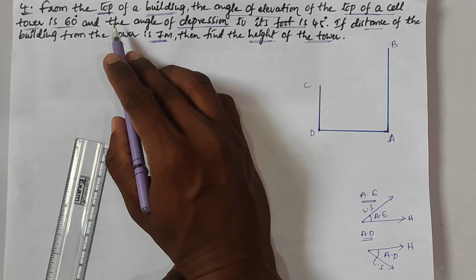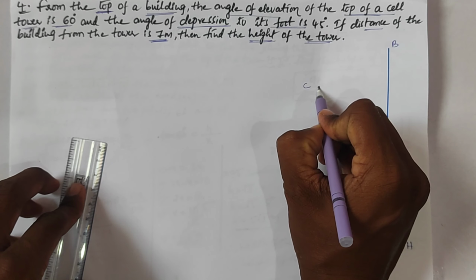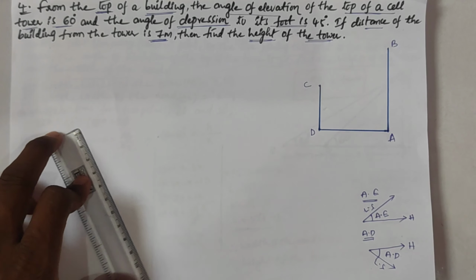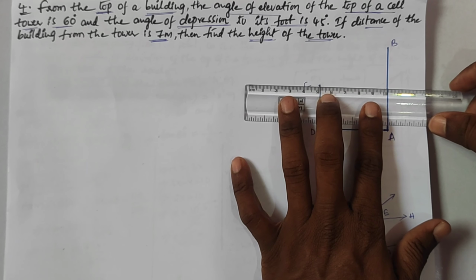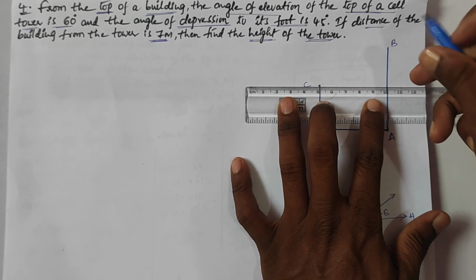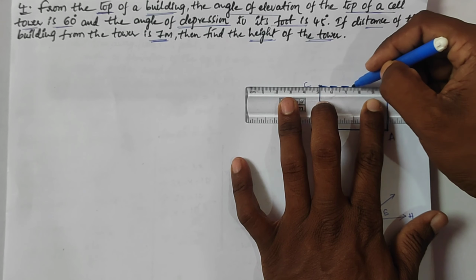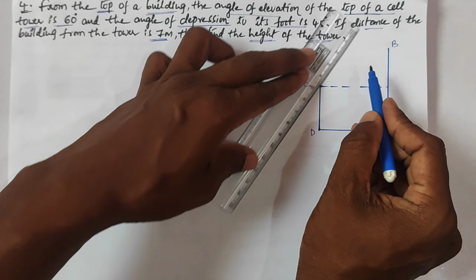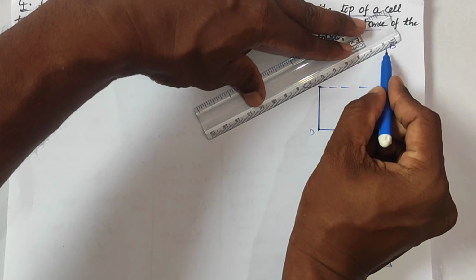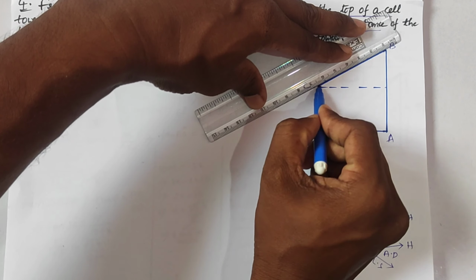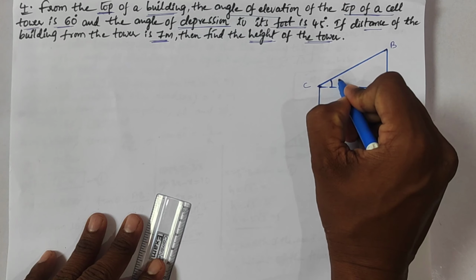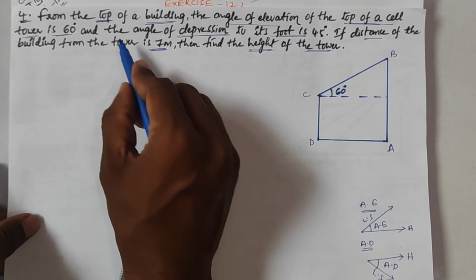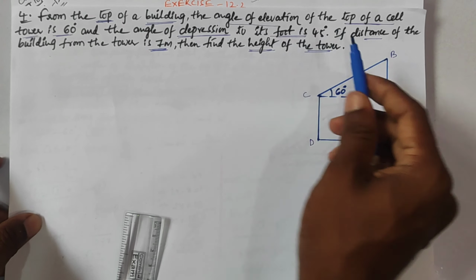Now here, from the top of the building, C is the top of the building and B is the top of the cell tower. So first we will draw the horizontal line from C to the tower. Clear? Now the angle of elevation from the top of the building to the top of the cell tower is given as 60 degrees. Angle of elevation is 60 degrees. Clear everyone?